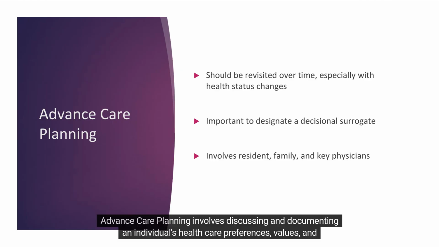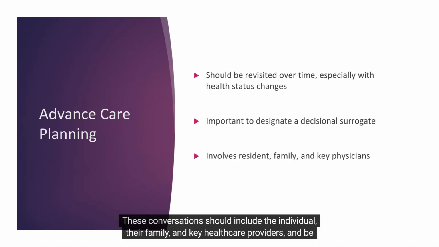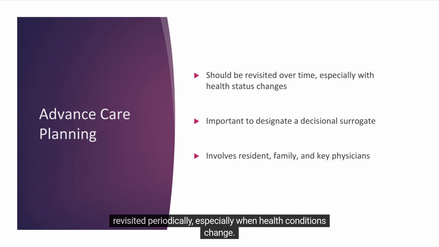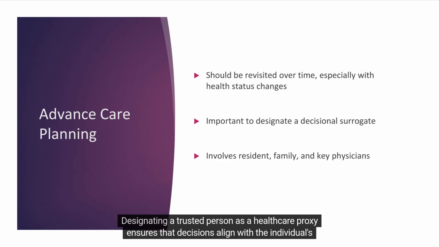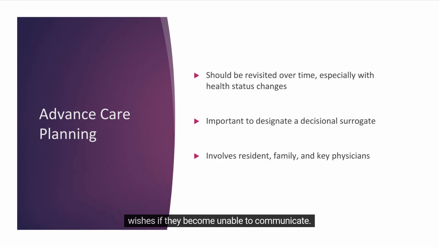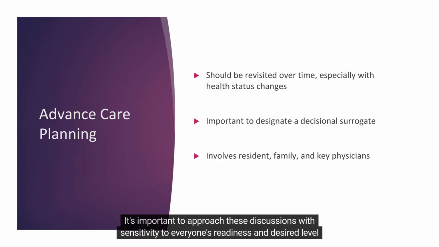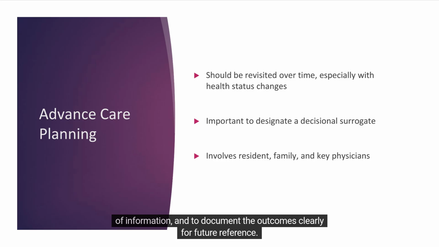Advanced care planning involves discussing and documenting an individual's healthcare preferences, values, and goals for future medical decisions. These conversations should include the individual, their family, and key healthcare providers, and be revisited periodically, especially when health conditions change. Designating a trusted person as a healthcare proxy ensures that decisions align with the individual's wishes if they become unable to communicate. It's important to approach these discussions with sensitivity to everyone's readiness and desired level of information, and to document the outcomes clearly for future reference.